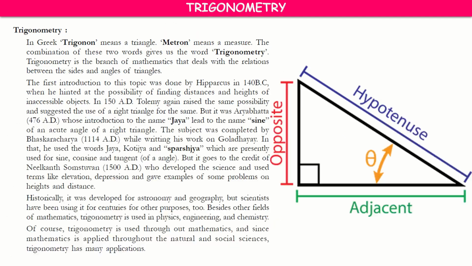Next, coming to trigonometry, the actual chapter. Trigonometry is a Greek word. The original name is Trigonometron. Later it was named trigonometry. See, tri means three, gonia means angle, metron means measurement. The measurement of three angles, we say.